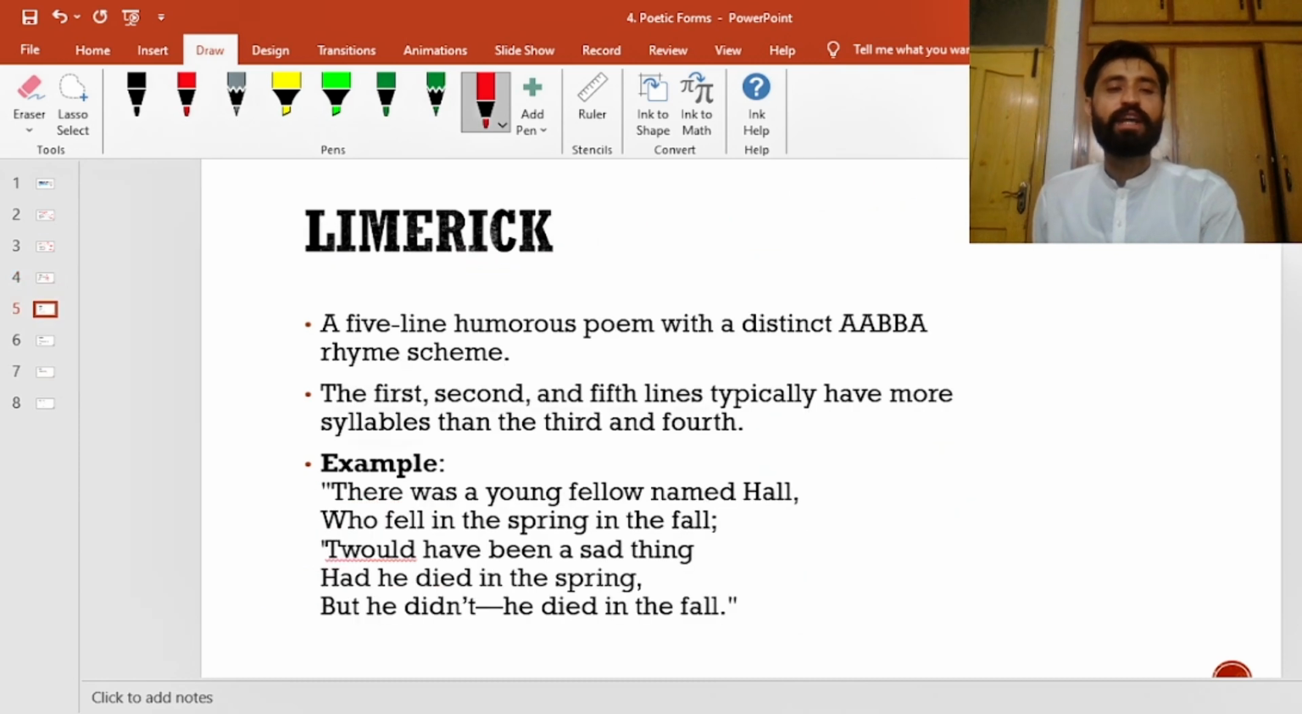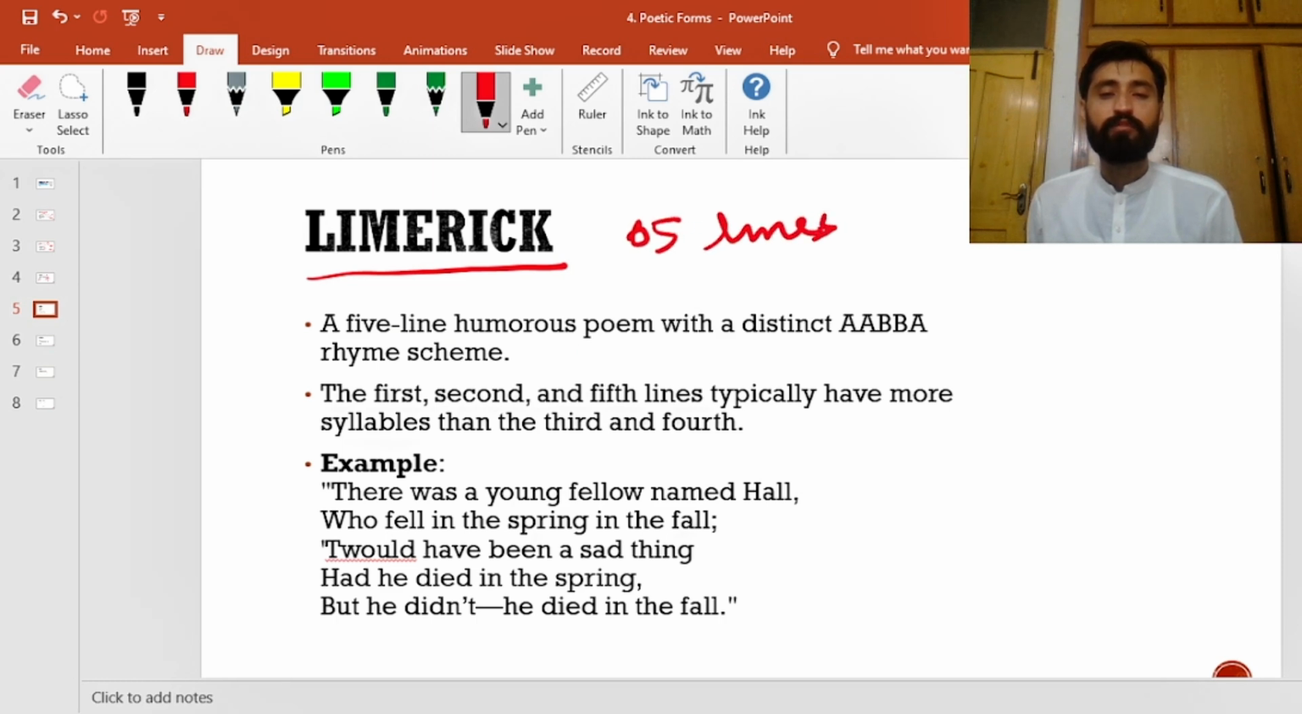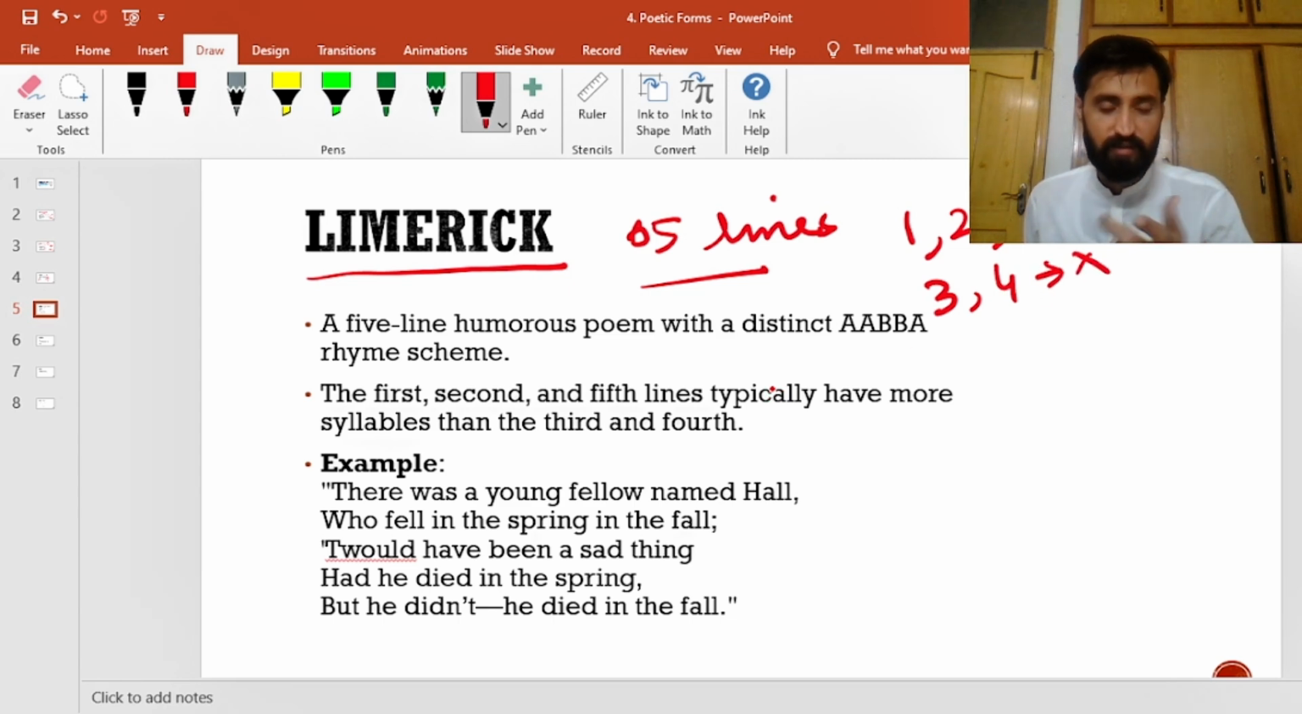Now let's move on to the next one, that is a limerick. Let's find out what a limerick is. A 5-line humorous poem with a distinct rhythm. Simply we can say that a 5-line poem is called a limerick, but the first, second and fifth lines typically have more syllables than the third and fourth. So it means that the first, second and fifth have more syllables, whereas the third and fourth have fewer syllables as compared to the others.